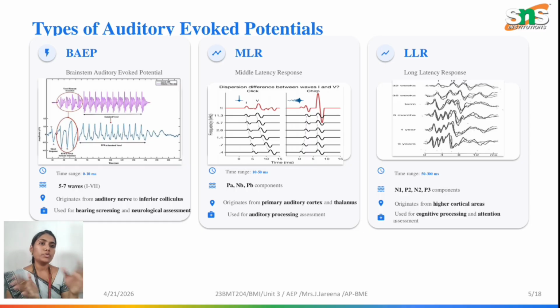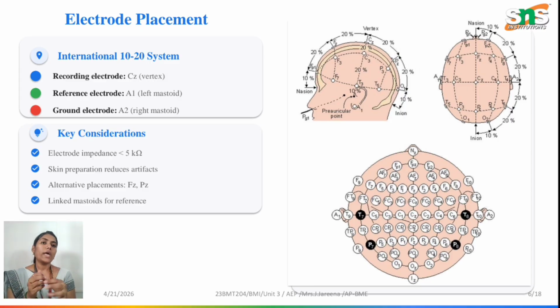So there are two other types, but the most commonly used is the BAEP method. Now, electrode placement, as with somatosensory and visually evoked potentials. Here also you are using the international 10-20 electrode system. Here we are taking three electrodes: one is the recording electrode, the reference electrode, and the ground electrode.